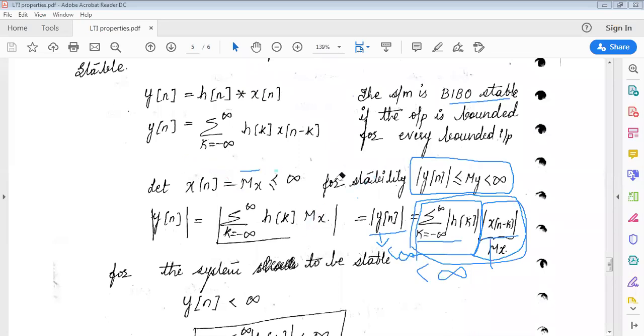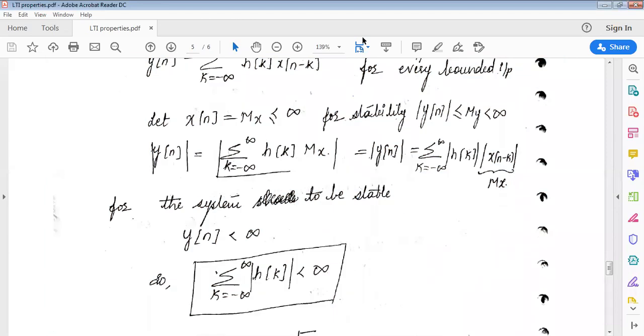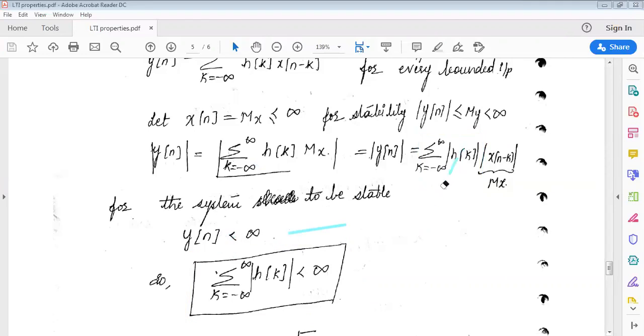So what is the condition for an LTI system to be bounded? The summation of the impulse response, that is this term, because already we know that input is bounded. So what is the remaining term in our expression? This term. If that term is less than infinity, then our output will also be less than infinity. Okay, so this is about stability.